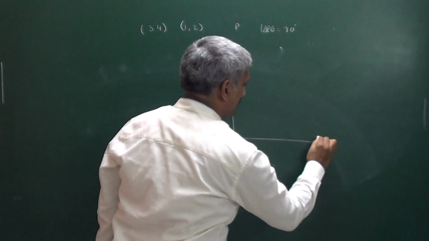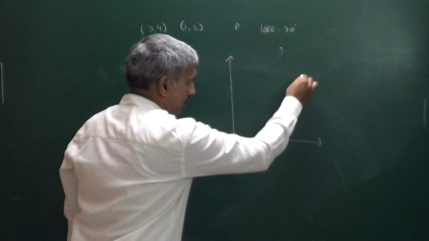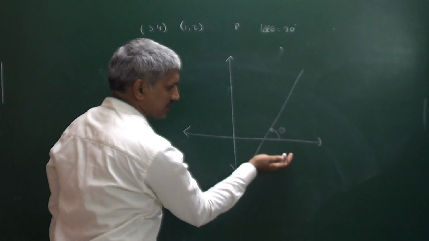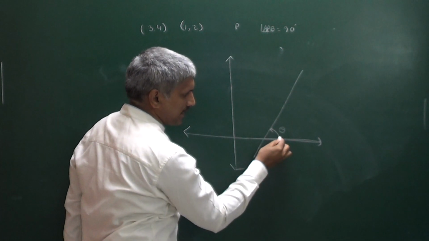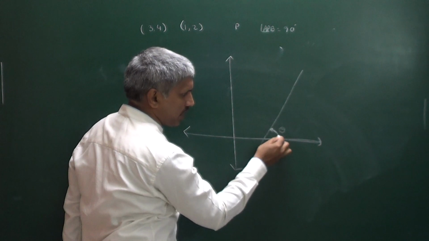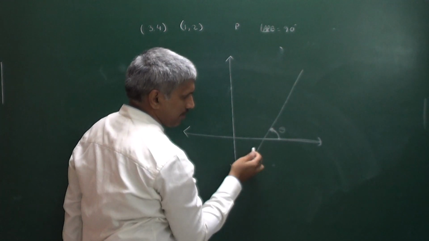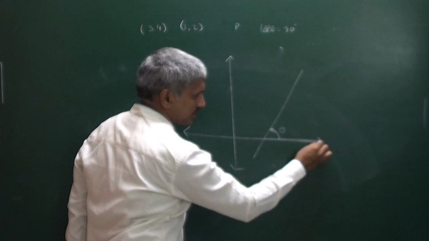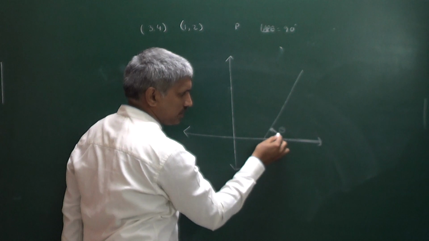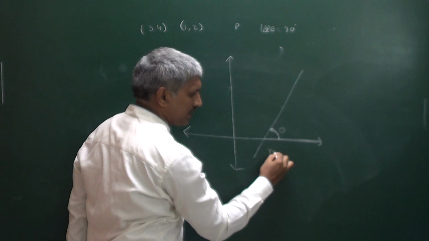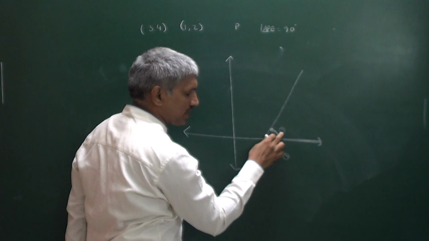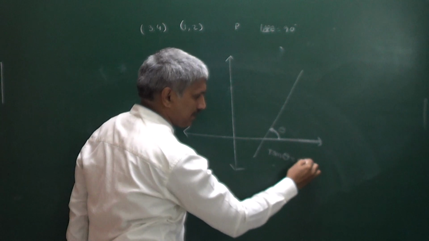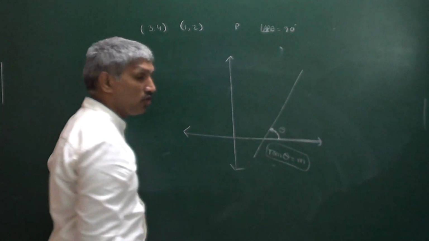This is a straight line. A line makes an angle theta with the positive direction of x-axis in the anti-clockwise sense. This theta is called the inclination of the line. If theta is the inclination of a line, then tan theta is called the slope of the line. That is the meaning of slope of a line.